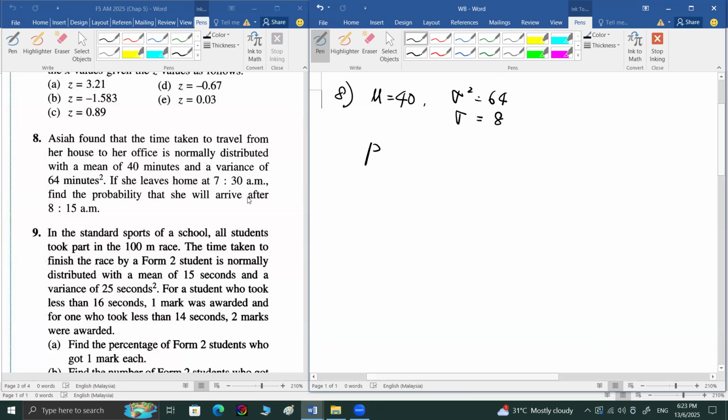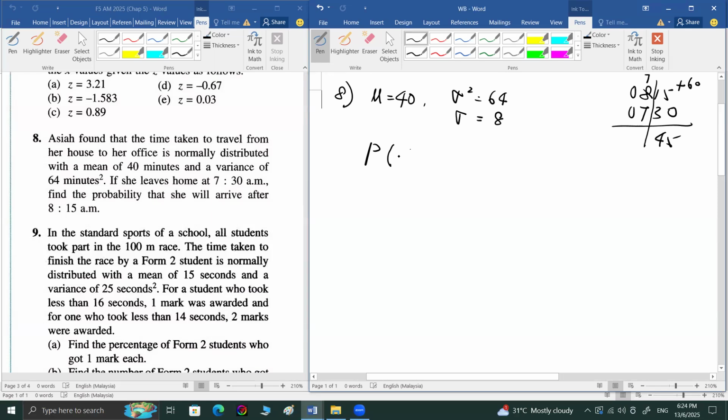See that? Okay, means 7:30 to 8:15. 7:30 to 8:15 means 45 minutes, right? 45 minutes. Got it? So you change it to 45 minutes because from 7:30 to 8, okay, you see? 8:15 to 7:30. This one you all should know, right? Okay, so 7 plus 60, 1 hour, 60 minutes. Then you got 45 minutes.